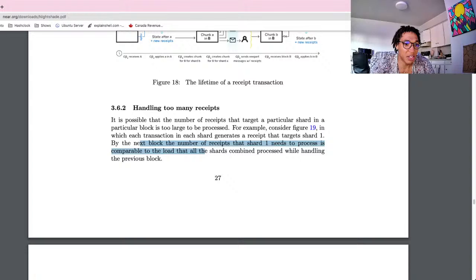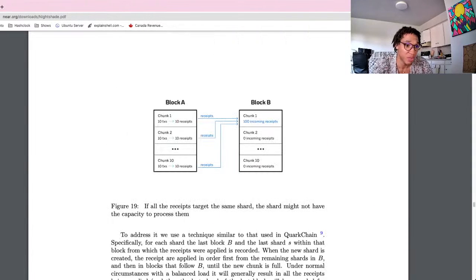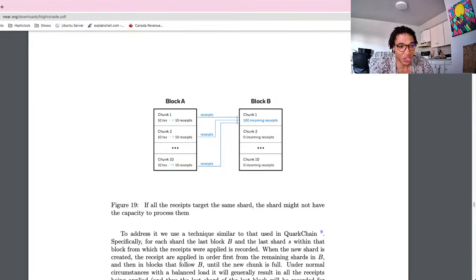By the next block, the number of receipts that shard 1 needs to process is comparable to the load that all the shards combined processed while handling the previous block. So this is just giving an example of how in the next block, instead of only having 10 receipts, because there's 10 transactions, there's actually 100 incoming receipts in this new block. So if all the receipts target the same shard, the shard might not have the capacity to process them.